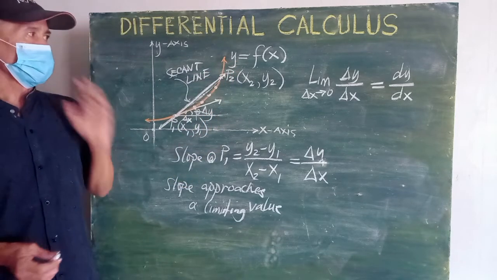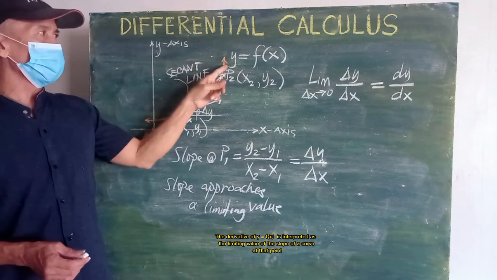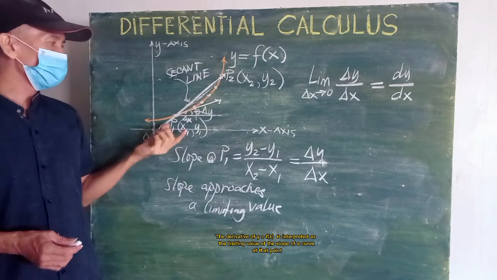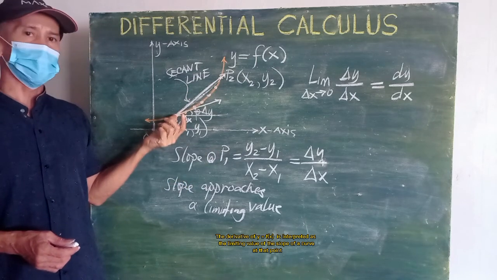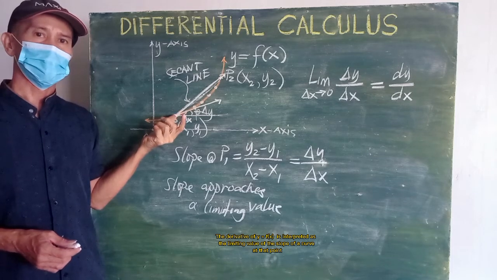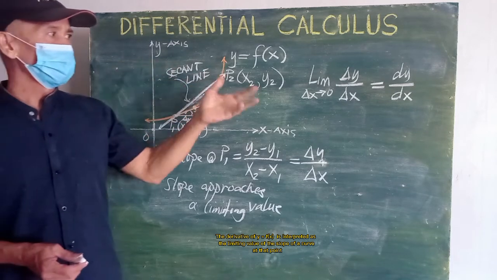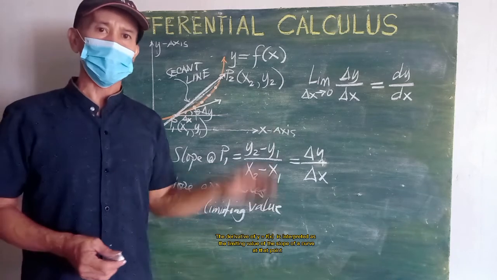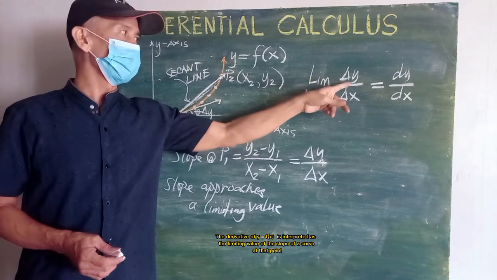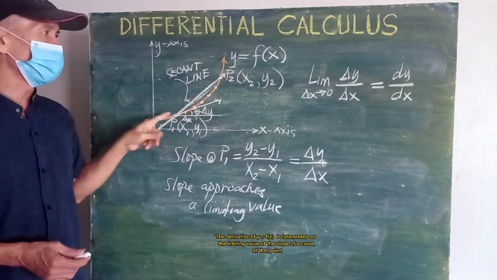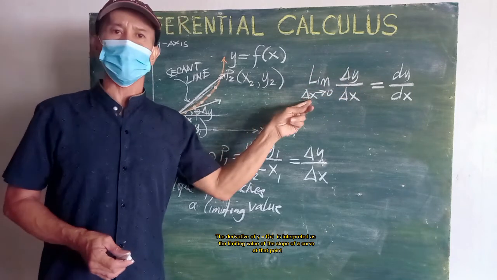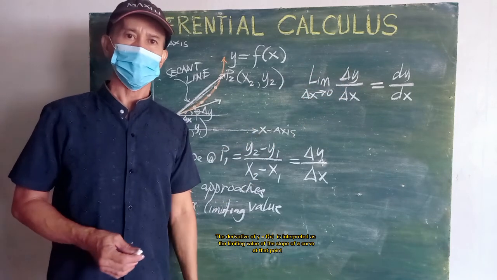Okay? So, the derivative of the given function y equals f of x is the limiting value of the slope of the curve at this point. Okay? Malinaw po ba? So that is now the derivative of the given function as represented by dy over dx, or the limit of the slope of the curve at this point represented by limit delta y over delta x as delta x approaches 0. Okay po?